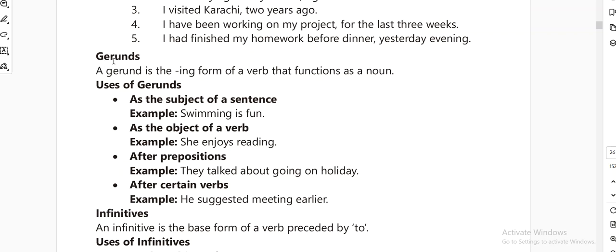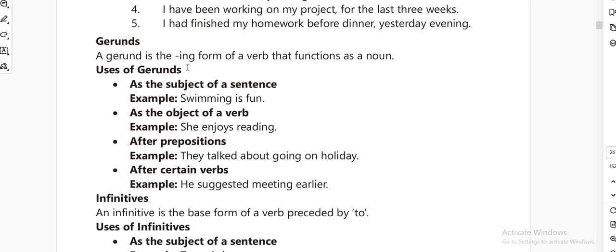So gerunds, infinitives, present participles and past participles are very important from your exams' point of view, because many MCQs are usually about these. Few of you might understand what a gerund is, so first you have to understand it. A gerund is the ing form of a verb that functions as a noun. Simply, you can say that all the words which end with ing are called gerunds.